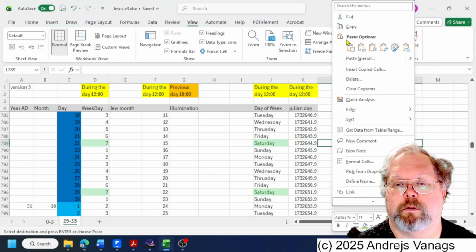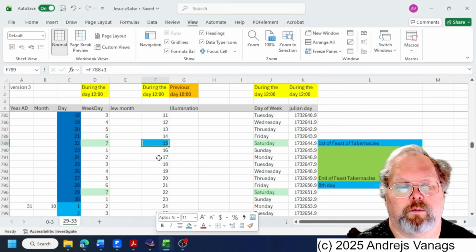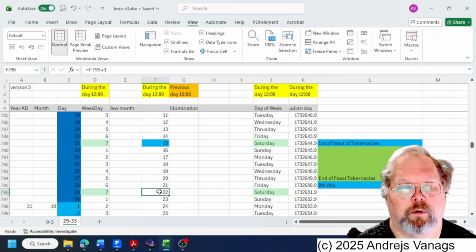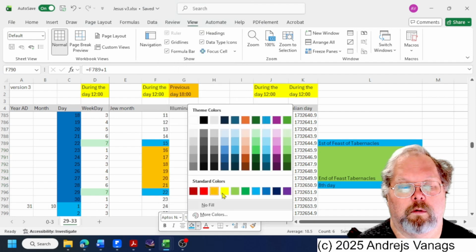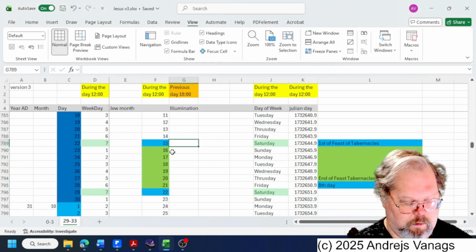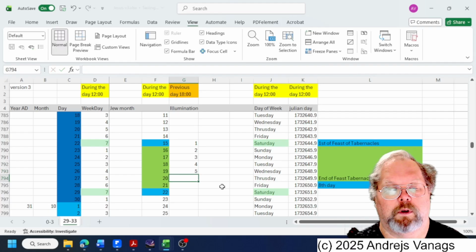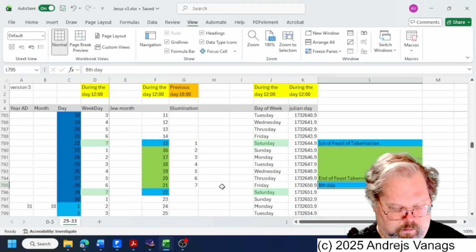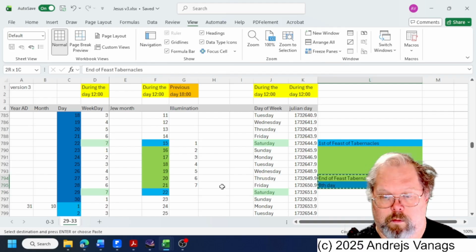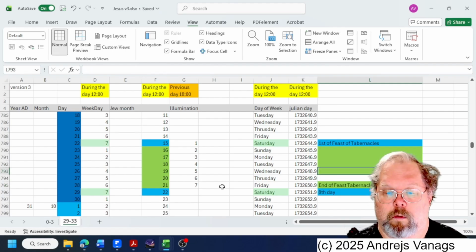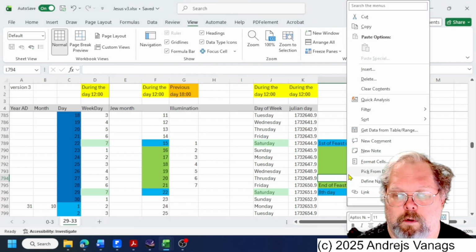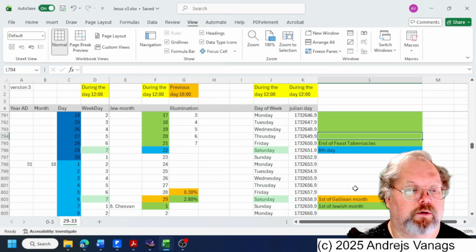Go to the 15th, space, 1, 2, 3, 4, 5, 6, 7. Oops, I got it wrong. 1, 2, 3, 4, 5, 7. Oh, crap. Okay. I got that wrong. That's why you have to check and double check everything you do.